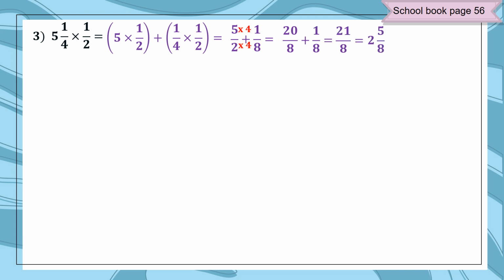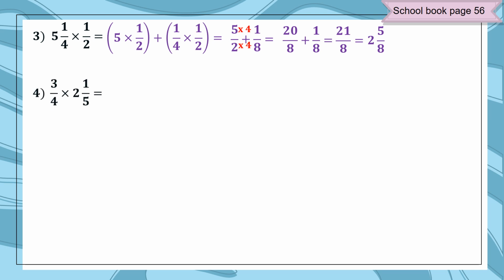21 over 8 is an improper fraction. So I can simplify it by 2 and 5 over 8. We have how many 8 groups in 21? We have 2 groups and remainder 5. So it will be 2 and 5 over 8.